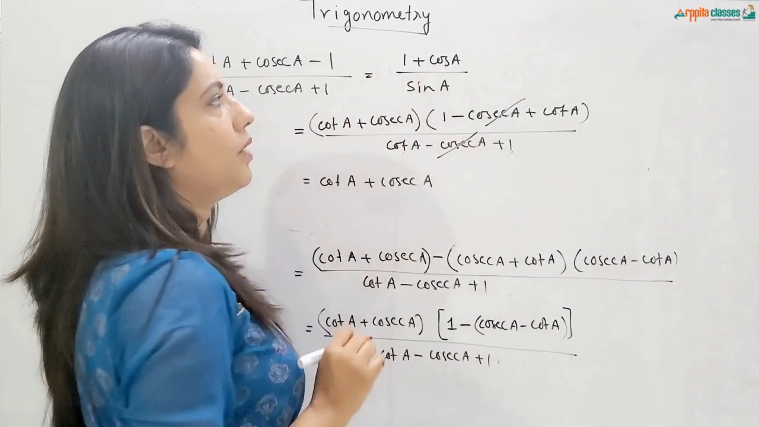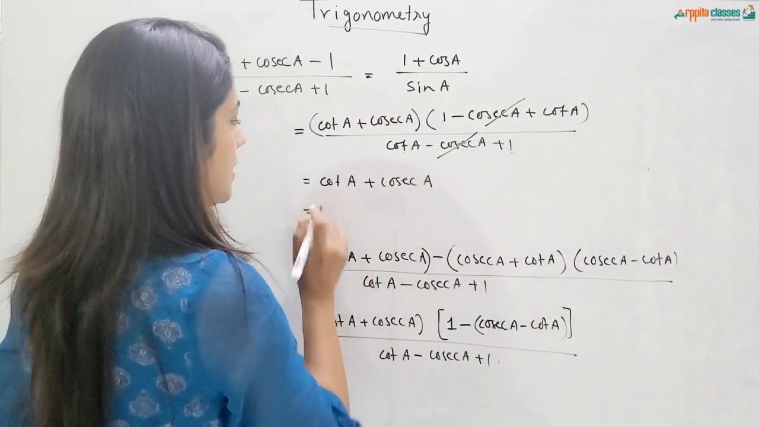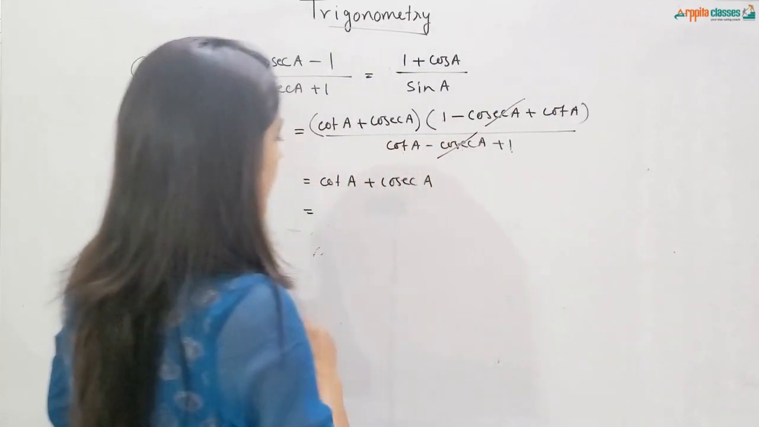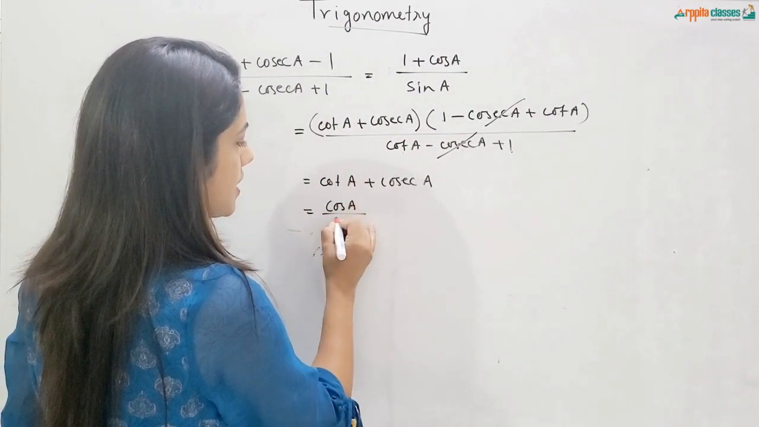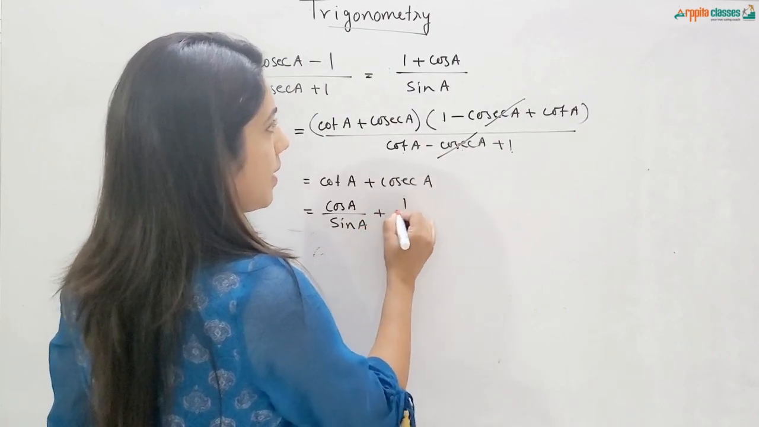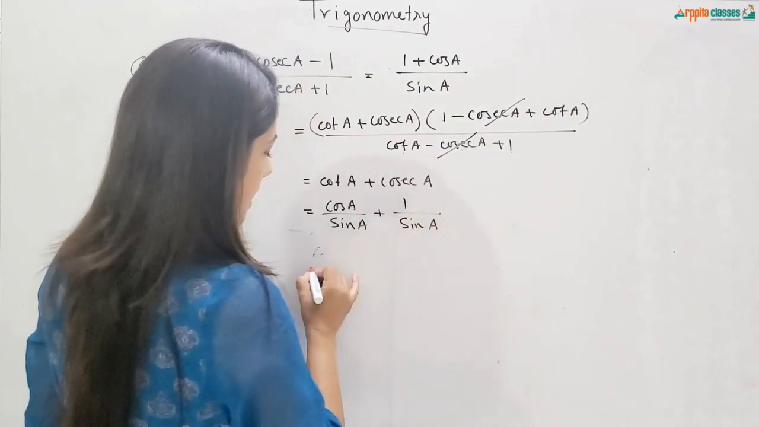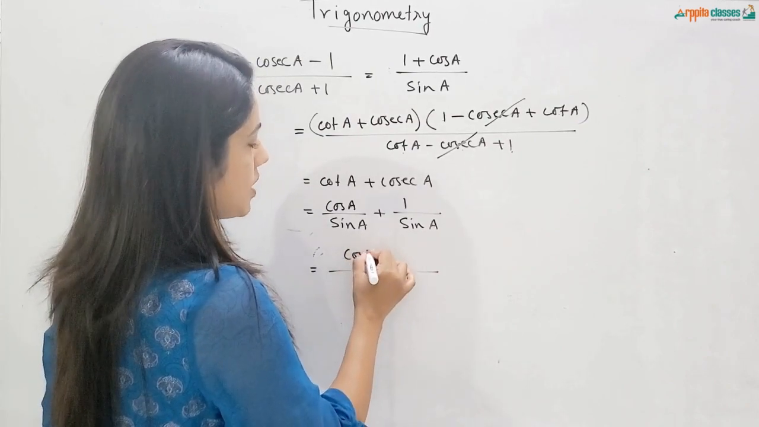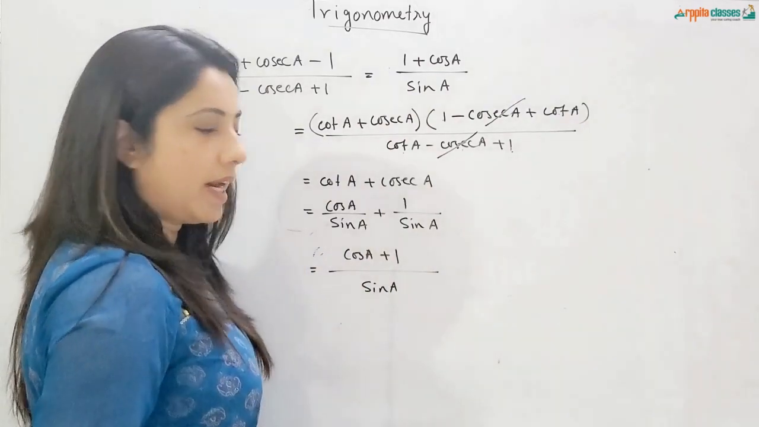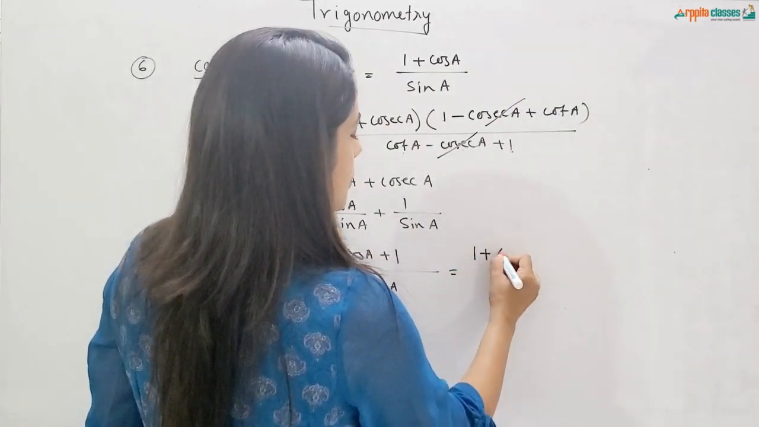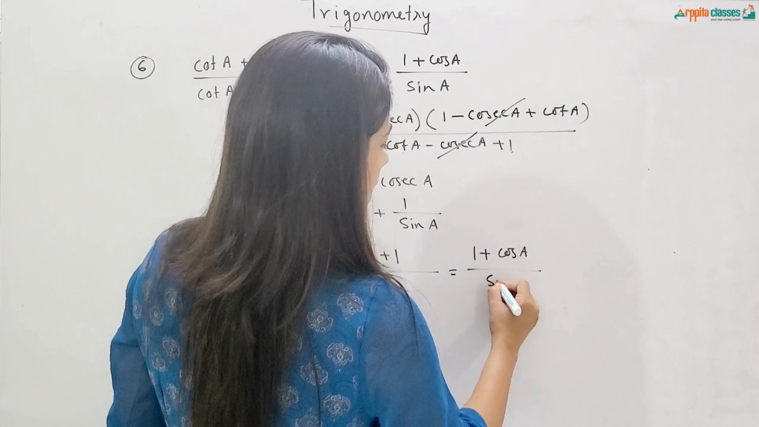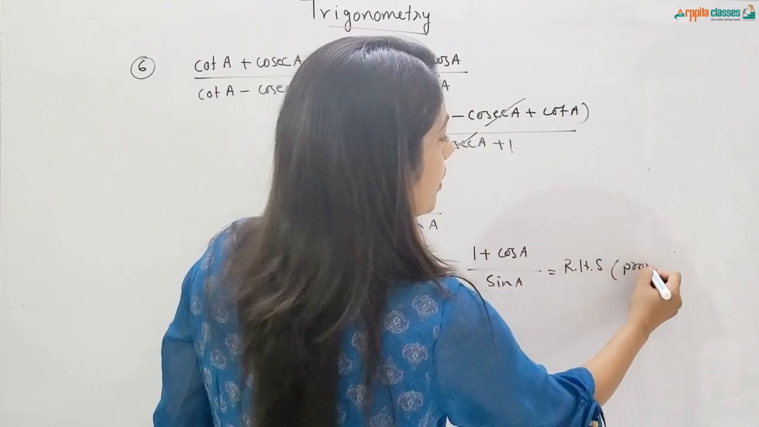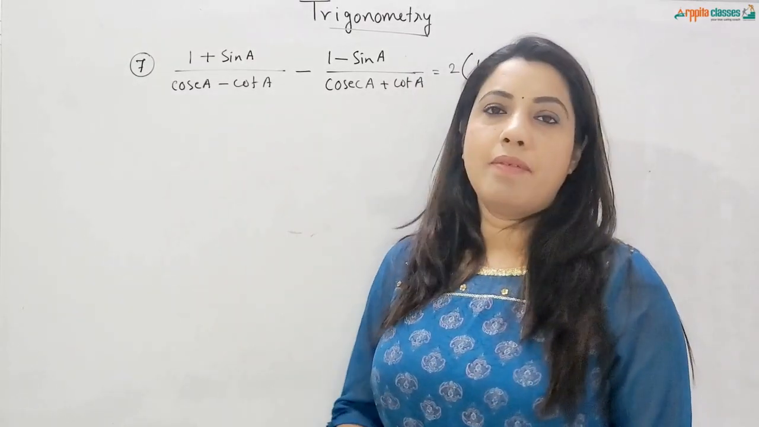Now at the right hand side we have cos and sine. So we'll resolve this in the form of cos and sine. So cot A can be written as cos A upon sine A and cosec A can be written as 1 upon sine A. Now we'll take the LCM sine A. So it will be cos A plus 1. We already got the right hand side. Just write it the way it is written in the right hand side: 1 plus cos A upon sine A, which is equal to the right hand side. Proved.